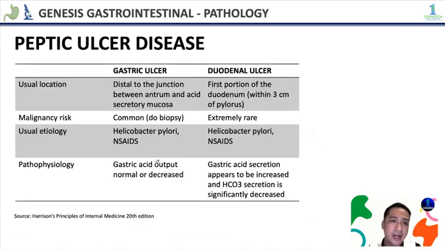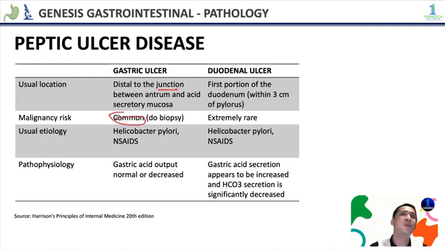So you will see here the two most important comparisons between the gastric ulcer and the duodenal ulcer. In terms of location, the gastric ulcer is distal to the junction between the antrum and acid secretory mucosa, and most likely you will perform a biopsy because of malignancy.